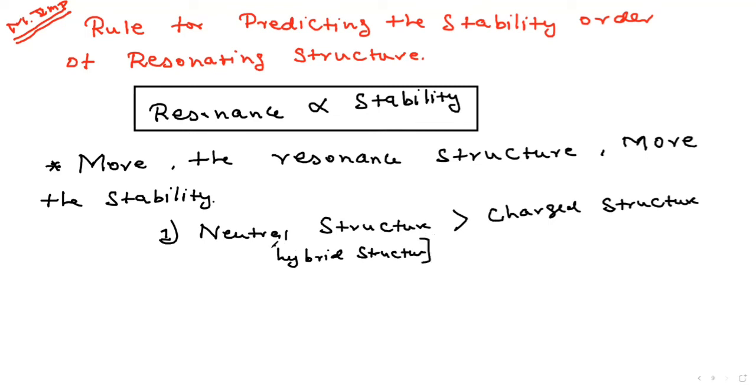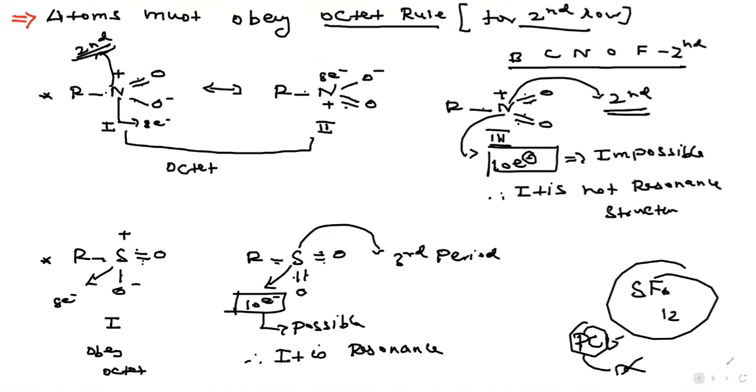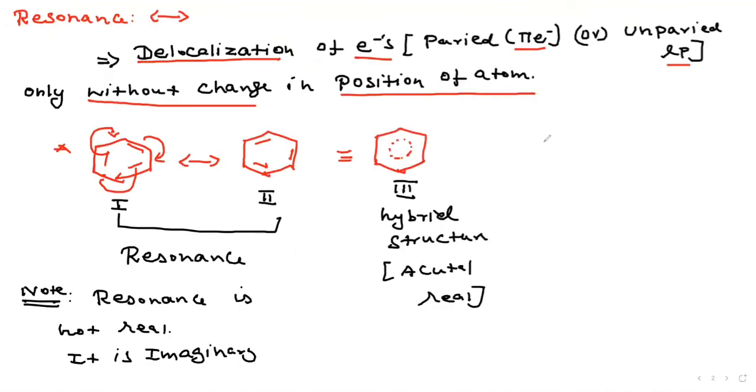Wait, I will show the previous slide. This is the hybrid structure, right? Among the three, which is more stable? The third is more stable, and there is no charge separation in the first two. Both are neutral, therefore 1 and 2 are the same. Always, the hybrid is more stable.